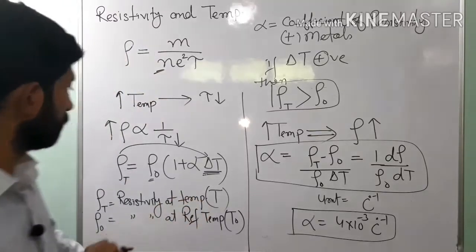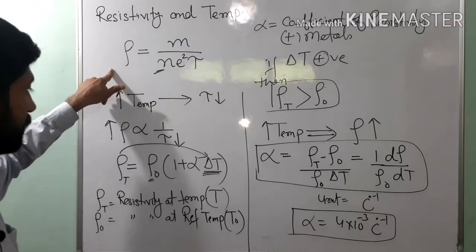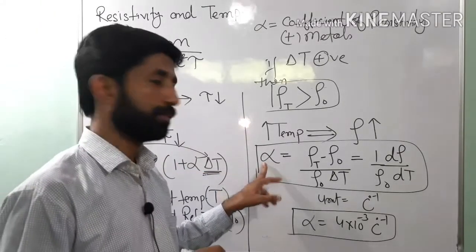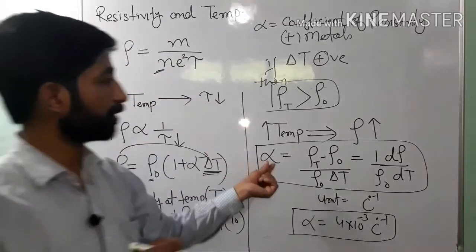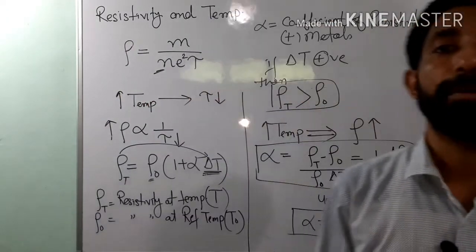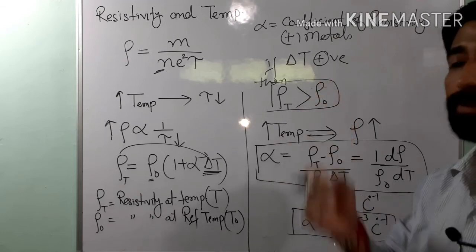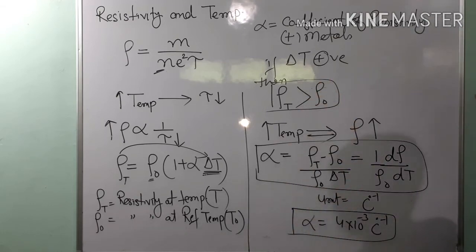So we have done the effect of temperature on resistivity, how this is going to affect it, and the value of alpha, which is the coefficient of resistivity, and this is a positive quantity in the case of metals. So finally, what we get is that the resistivity of metals increases when the temperature increases. That's it, nothing more to go, and hopefully this is clear to you.